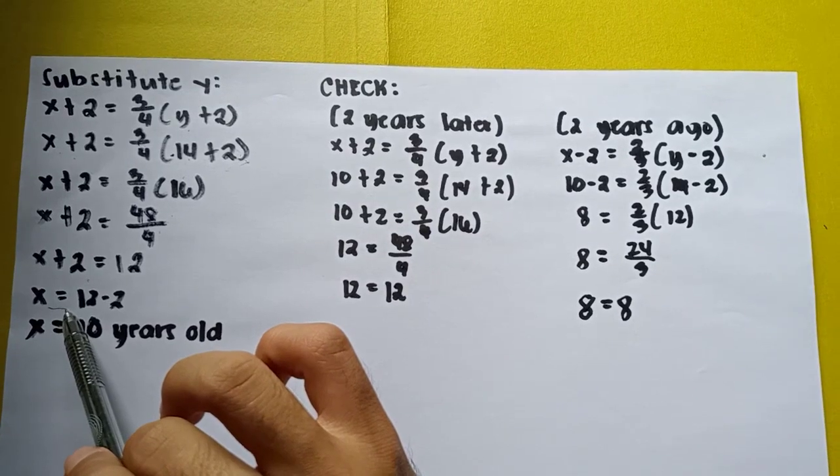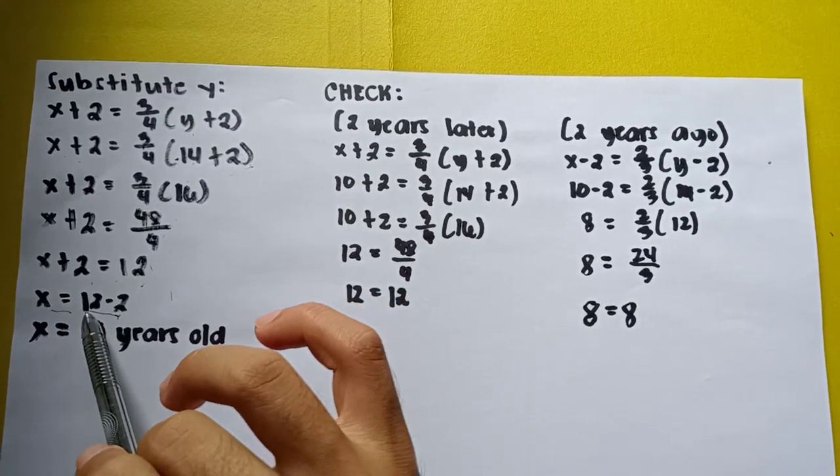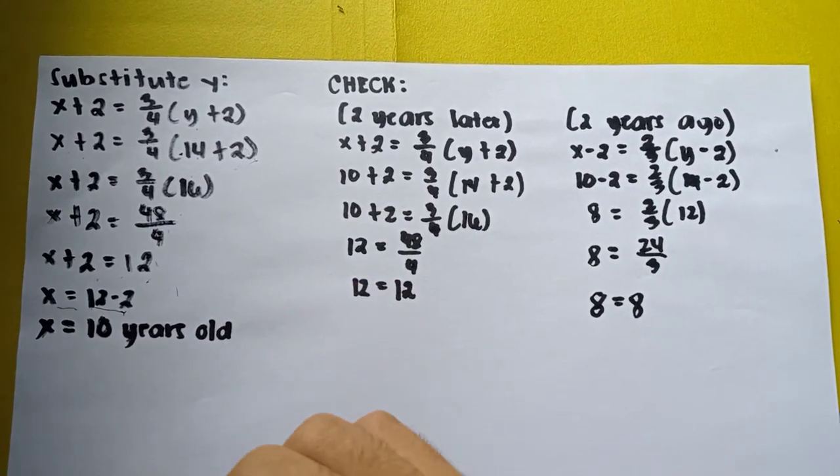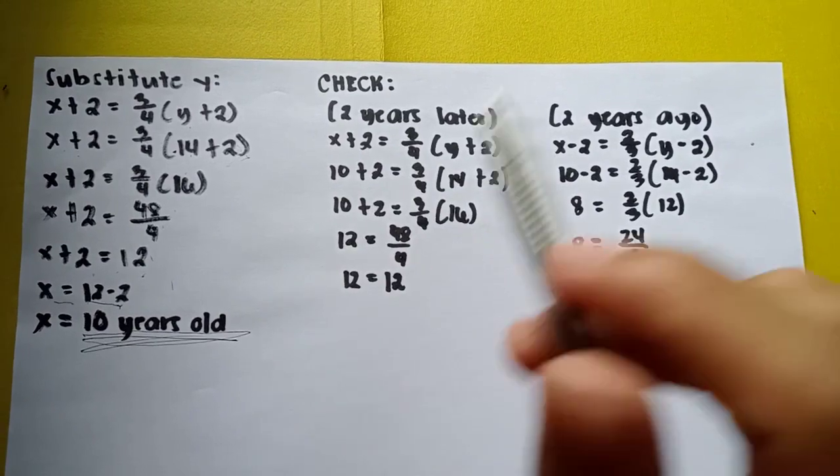X equals 12. Then transpose 2 to the right side, so it will be negative. Our X is 10. So the boy is 10 years old.